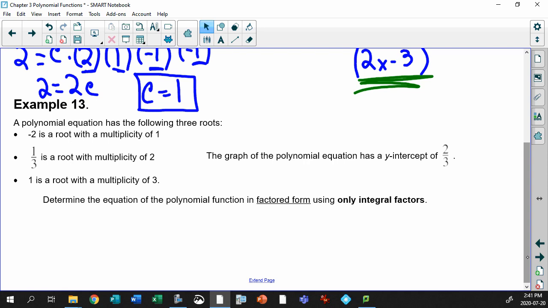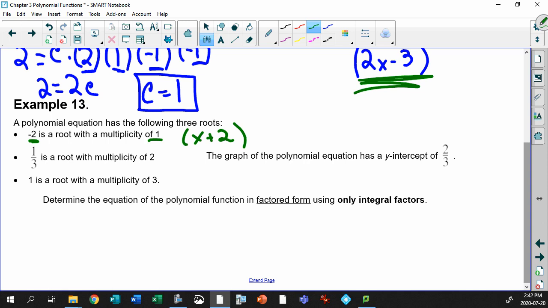Interesting, interesting, interesting. Watch this. This is a polynomial equation that has the following 3 roots. First off, it has a minus 2 with a multiplicity of 1, which means it's just going to cut the axis in one spot, just like we're used to. So let's take this guy right now and say this is an x plus 2 factor, right?